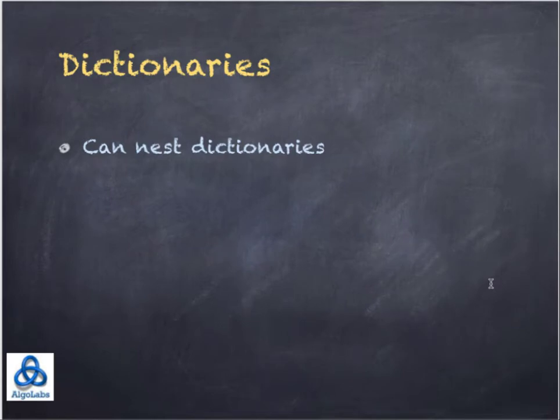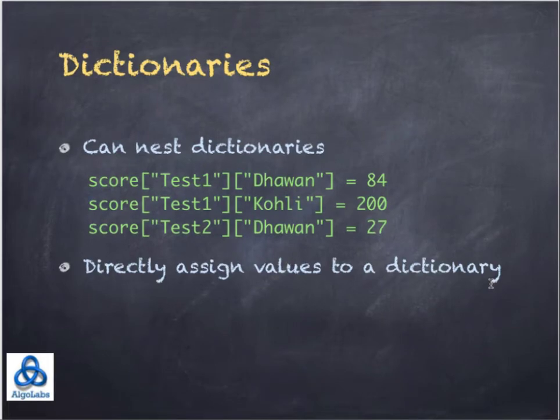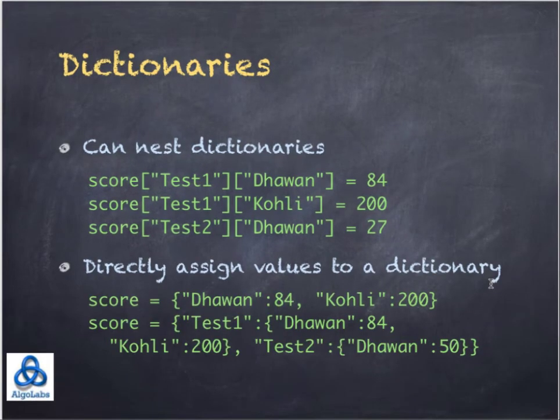As with lists, we can nest dictionaries. So for instance, we can record the scores of different test matches by having the outer key as the test match and the inner key as the name of the batsman. We can directly assign values to a dictionary. So instead of writing it in this notation, we can actually create a key value list in curly braces. So what we do is we write the key colon the value and separate it by commas.